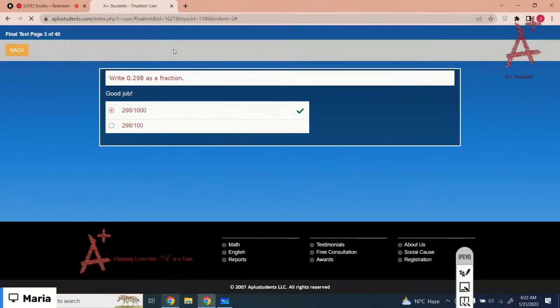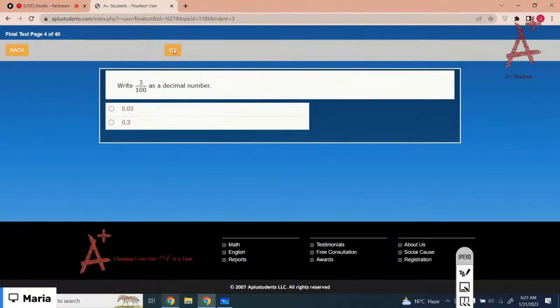Okay, the next one is write 3 by 100 as a decimal number. So which option is the correct one? That is from the lesson we did today. So which is the correct option? 3 is divided by 100. 100 has two zeros. That means the answer must have two decimal places. So which option is the correct one? Yes, very good. Option number 1 is the correct one. It would be 0.03.